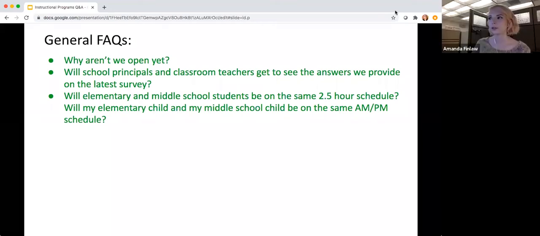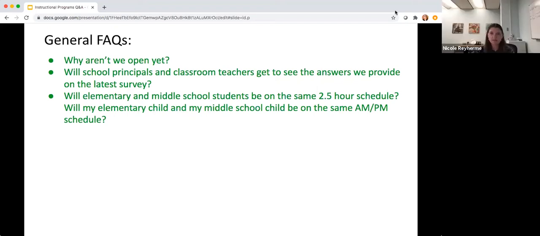Will elementary and middle school students be on the same 2.5-hour schedule? Will my elementary child and my middle school child be on the same AM and PM schedule? This is a really great question as well. Right now we don't know, because we don't actually know what the schedule is going to look like at the middle school. We're not sure if it is going to be an AM/PM schedule, so at this time, we don't have that information.